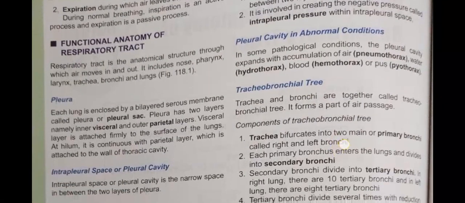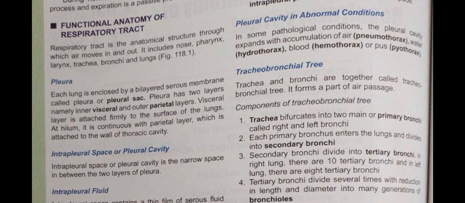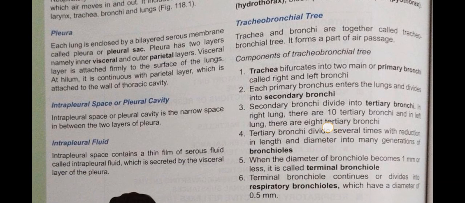Pleura has two layers, namely the inner visceral and outer parietal layers. The visceral layer is attached firmly to the surface of the lungs. At the hilum, it is continuous with the parietal layer, which is attached to the wall of the thoracic cavity. Then the intrapleural space, or pleural cavity, is the narrow space in between the two layers of pleura.